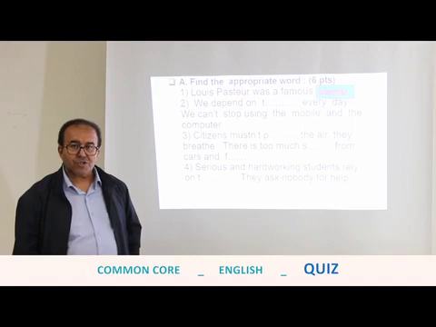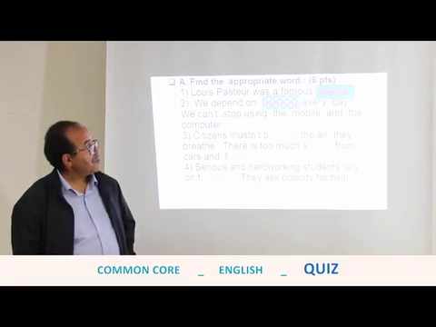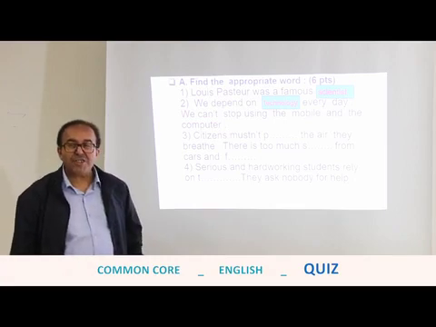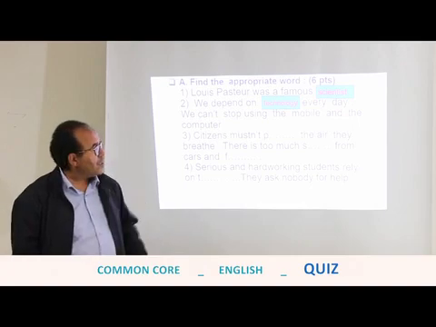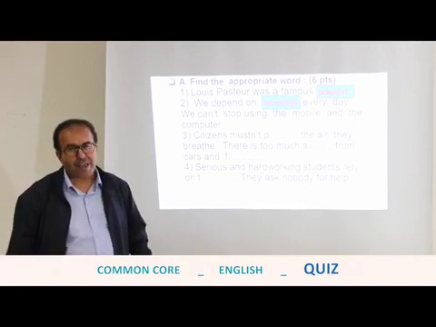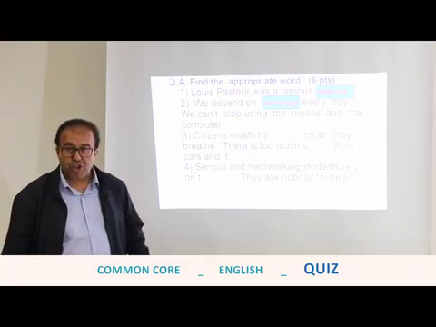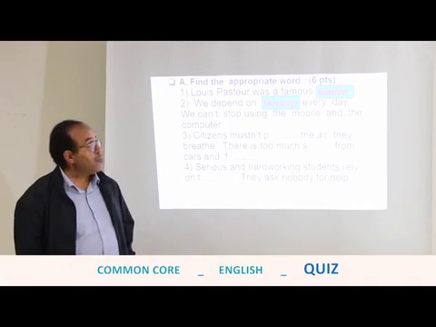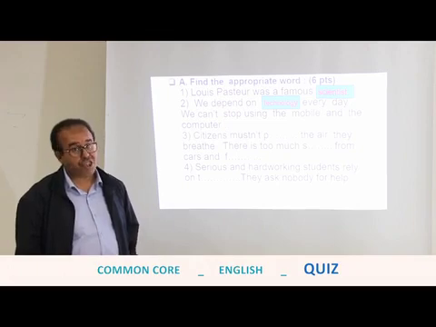1, 2, 3. Technology. We depend on technology. We rely on technology. So every day we have become addicted. So we use technology every day. We use the computer and the mobile. So we have become dependent on technology.